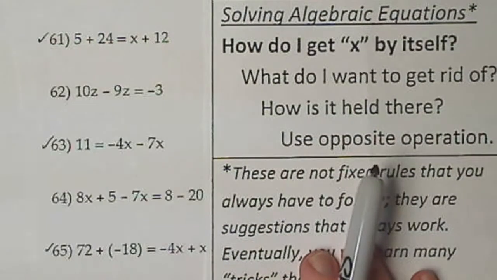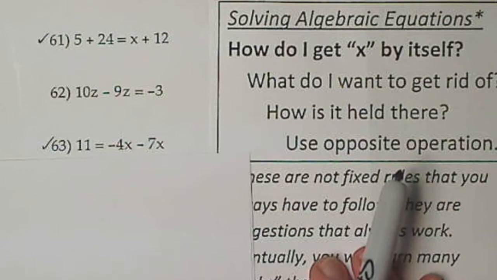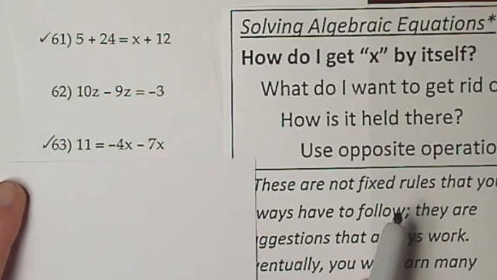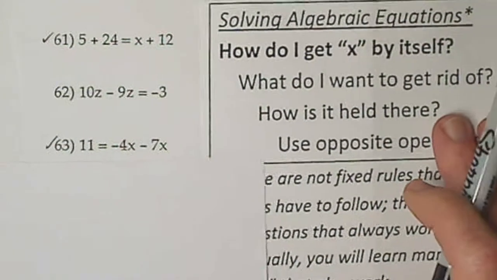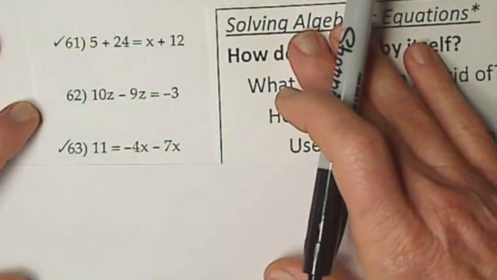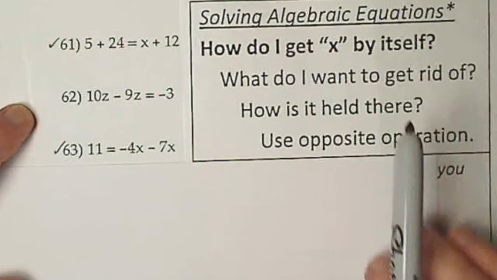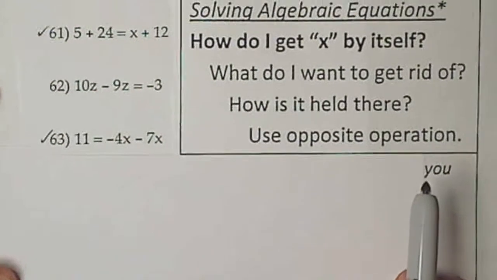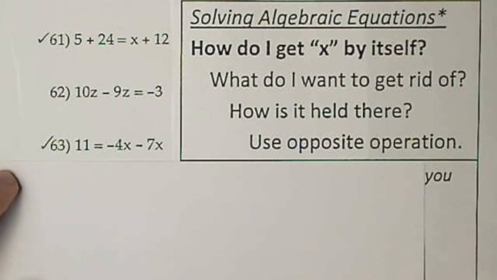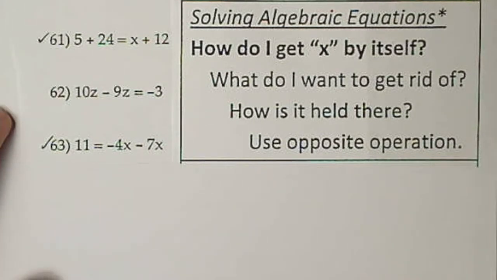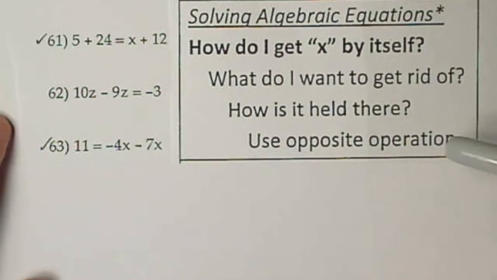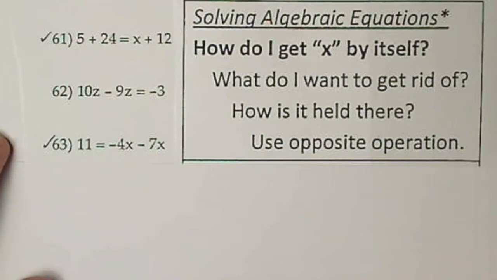And let's solve another one. We'll go down here to 63. By the way, whenever I suggest these sorts of rules, you might want your rules to be a little bit more detailed, but this is my idea of the most basic way to write it.